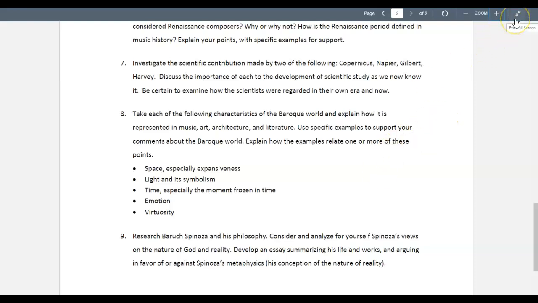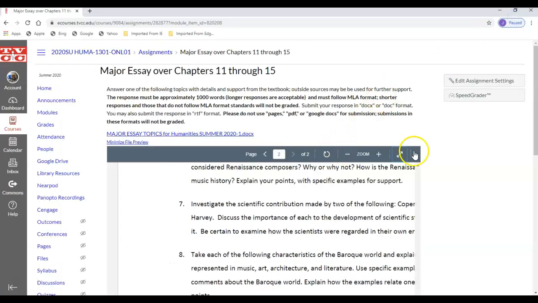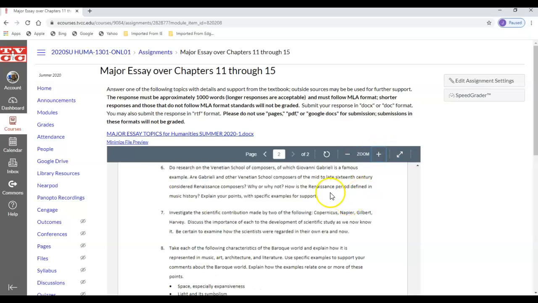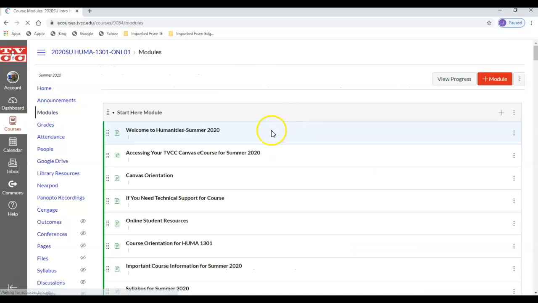So this is the essay that is due by the end of this week. It is an essay that is a major part of your grade, so hopefully you'll get that taken care of. Hopefully you're following along and going through the modules.